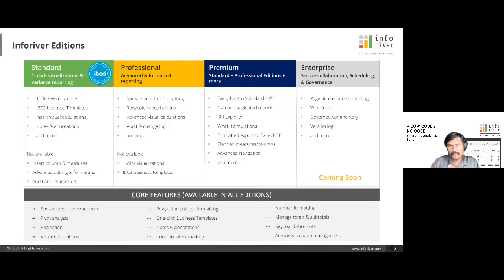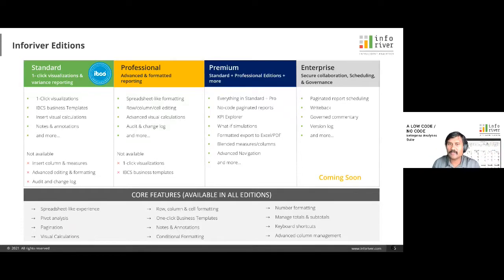The premium is a superset of standard and professional, but the way you have to see is both standard and professional are our base editions, but premium gives you best of both standard and professional and gives you several advanced capabilities. Now, enterprise is the only edition where you need a server component. If you're able to do an Azure service deployment, standard, professional, and premium do not require any database or servers. You just go to Power BI app source and just one-click deployment, you're up and running on InfoRiver.